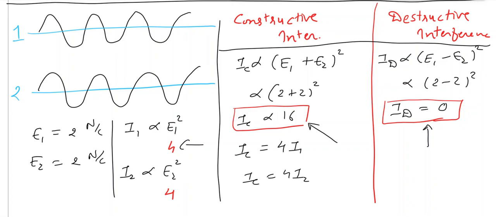So the answer is, interference is a phenomenon in which energy gets redistributed. It's not that you are giving 4 and 4, 8 energy proportional to 8 Newton per coulomb and you are getting 16. You are not producing energy. In this case, you are not destroying energy, but energy gets redistributed. So in the phenomenon of interference, energy is conserved, but energy gets redistributed.